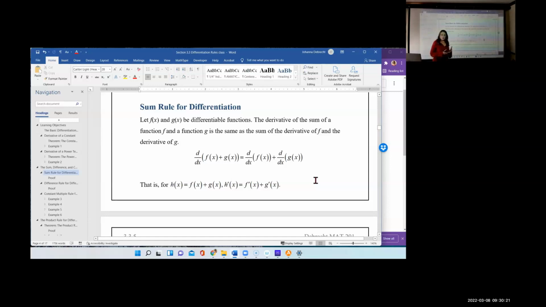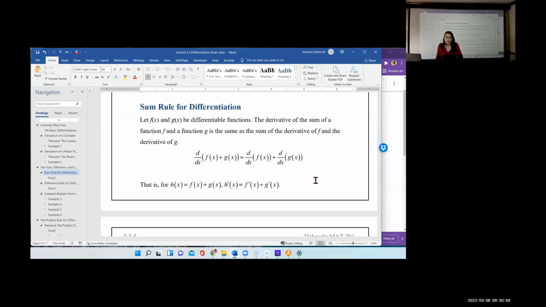Now we had these rules for limits as well. And remember, when we had the limit of a sum, it became the sum of the limits. So you might not be surprised to see that the derivative of a sum is the sum of the derivatives. And this will also work for the difference. So the sum and difference rule, the derivative of a sum is the sum of the derivatives, and the derivative of a difference is the difference of the derivatives. However, it does not work for multiplication and division.